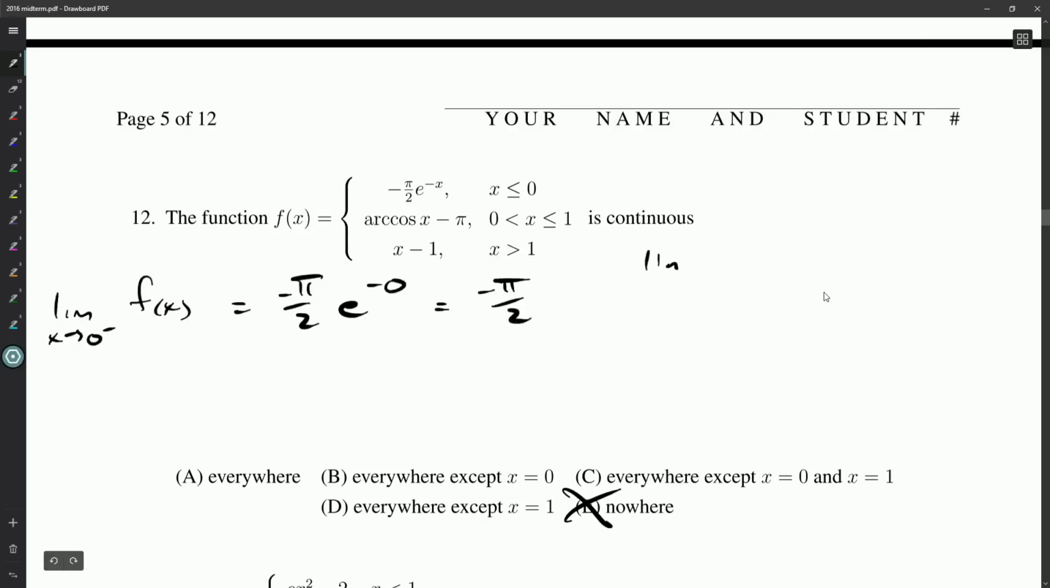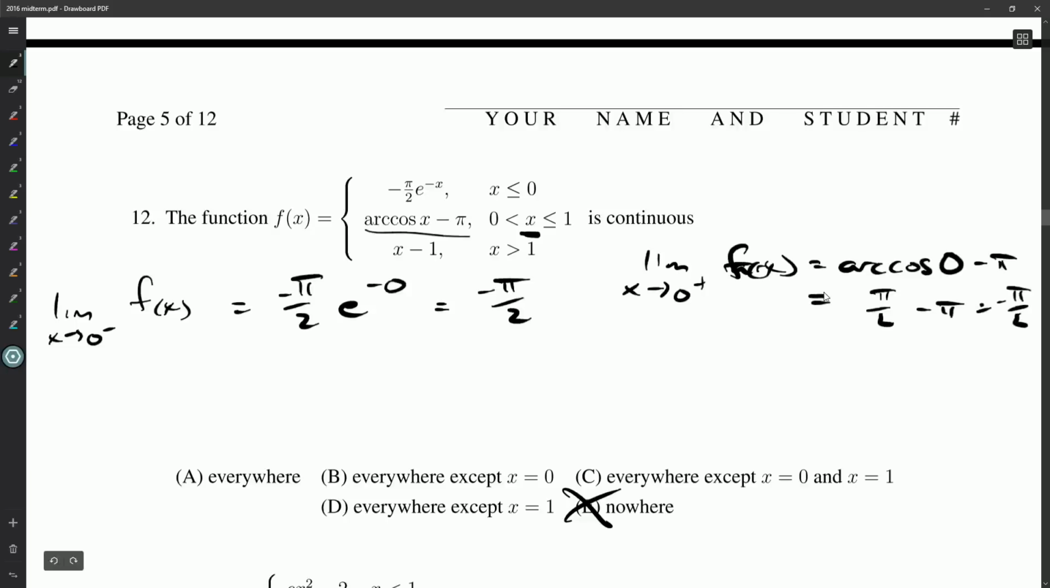All right, how about the function approaching 0 from above? Well, approaching 0 from above, these values of x are always going to be greater than 0. So you're going to be looking at something like this. So it'll look like arc cos, again, a continuous function, so I can just plug the 0 in, minus pi. So arc cos of 0, what value of theta can give cos of theta being equal to 0? Pi by 2. Pi by 2 minus pi is -pi by 2.